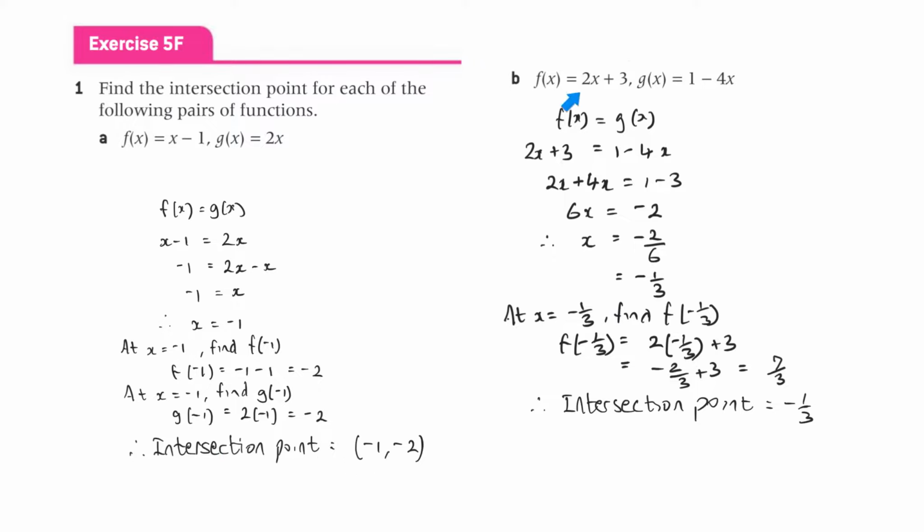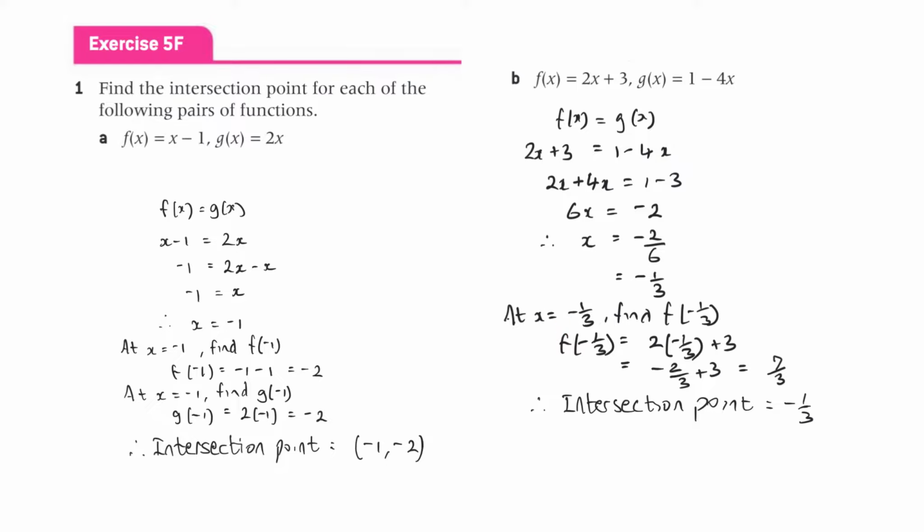B, this function f is 2x plus 3, and this function g is 1 minus 4x. They intersect where the function values have the same value, and again, the x have the same value as well, but the function values are the same. Therefore, 2x plus 3 on the left-hand side equals 1 minus 4x on the right-hand side. We resolve for x and we get minus 2 on 6, which is minus 1 on 3. We know x. We only have to put them into one function. Back here I put them into two to show you, but let's put it into just one function.